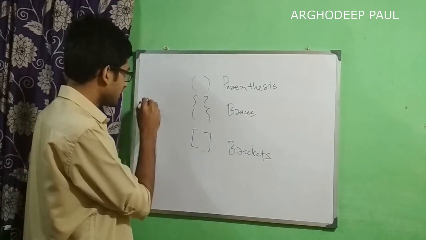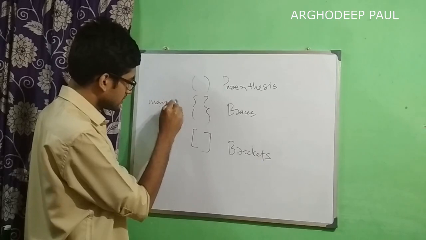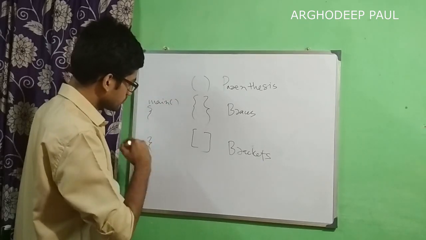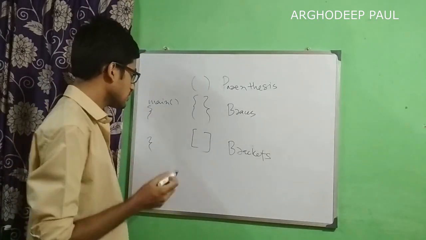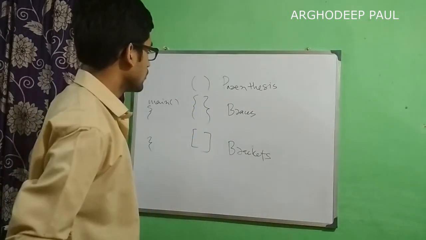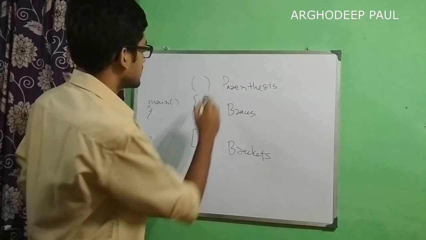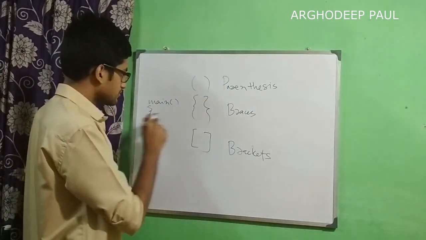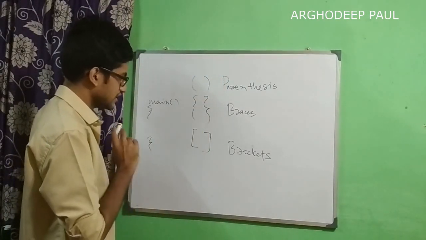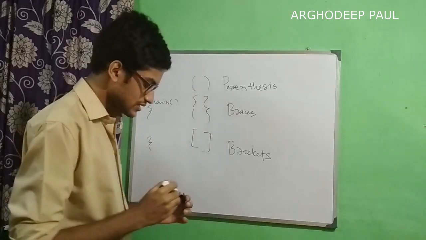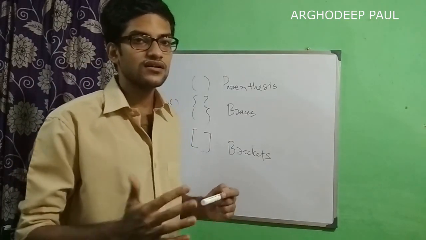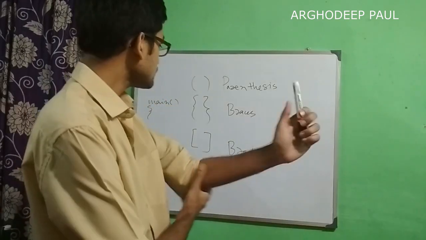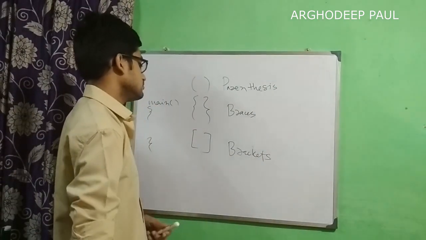When we will be writing the main function in C, this would be the parenthesis. We will call main parenthesis, not first bracket, opening and closing. This is the opening and this one is the closing. And these are the braces, opening brace, closing brace. Brackets, we will be using, opening and closing brackets, when declaring or working with arrays. So this is the thing.